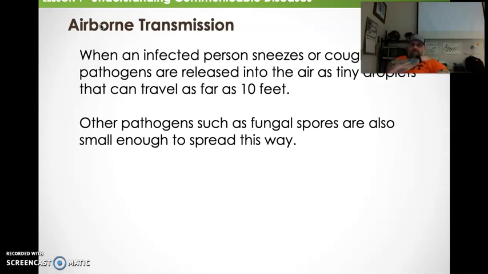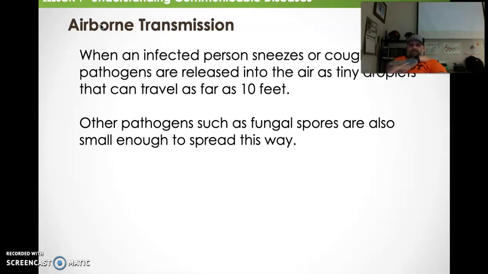Okay, airborne transmission, we talked about that. When an affected person sneezes or coughs, pathogens are released into the air in tiny droplets, and you've learned a lot about that, I'm sure. They say those droplets can travel as far as about 10 feet. Well, they say social distancing right now should be anywhere from 6 to 10 feet away, and that's because once those droplets are released from a sneeze or a cough, they should settle to the ground after about 6 to 10 feet.